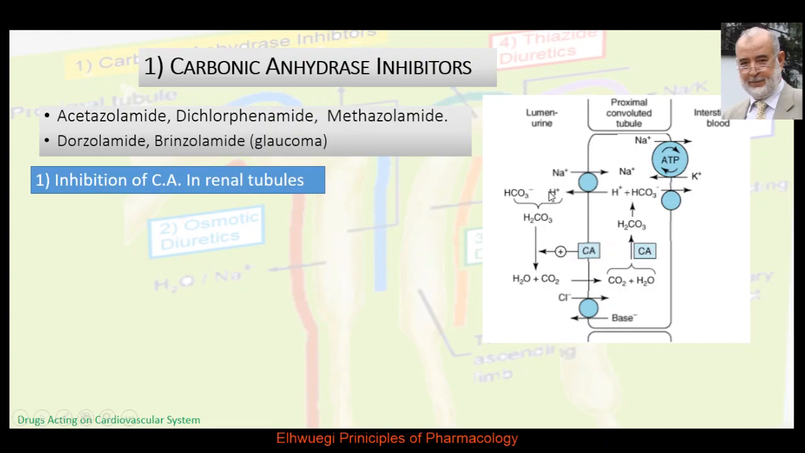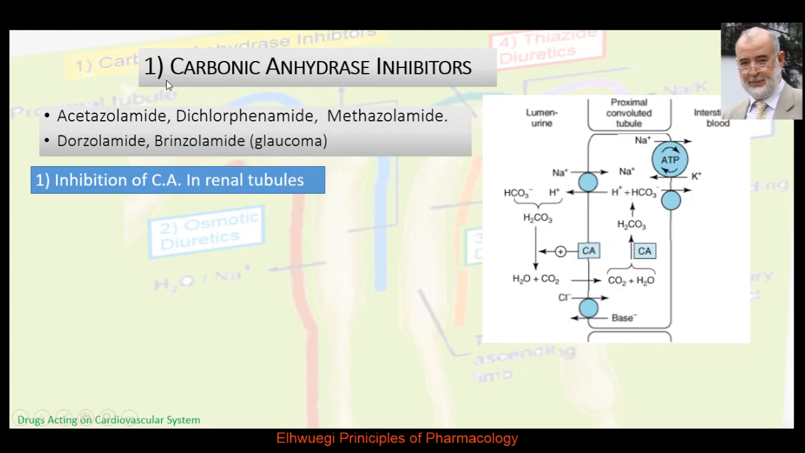Okay, now as we can see, one hydrogen atom can lead to reabsorption of one molecule of sodium and one molecule of bicarbonate. So this is the normal physiology, what happens in the proximal convoluted tubule.